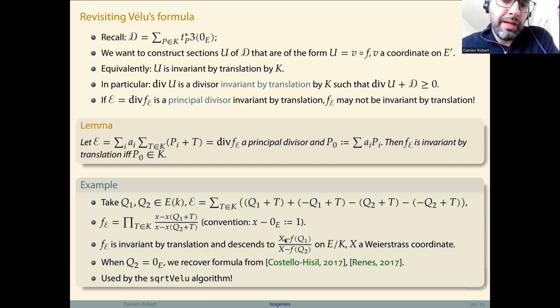Okay, so we know that f_E is invariant by translation, and it's not hard to check that it descends to (x minus f(Q1)) over (x minus f(Q2)), where x is the Weierstrass coordinate on the quotient. And what we have just done here, when Q2 is equal to 0, is to recover the formula from Costello-Hisil and Renes, which is used by the square root Velu algorithm. So that's an alternative way of recovering this formula, where we look at divisors. I thought it was quite a fun way to look at it.